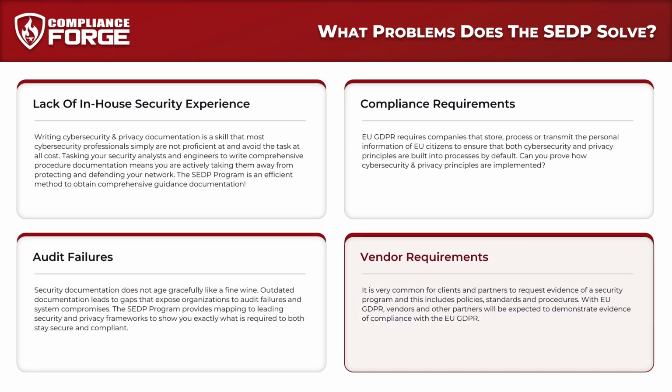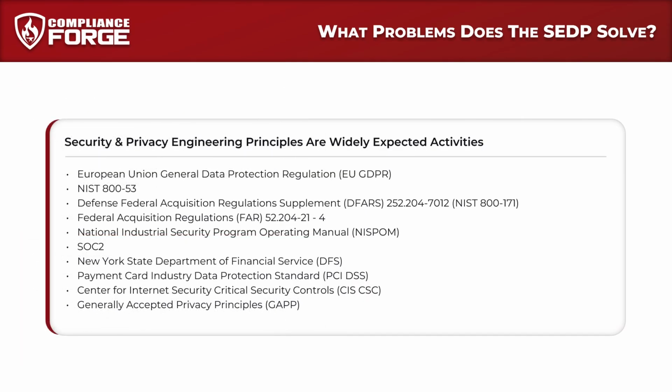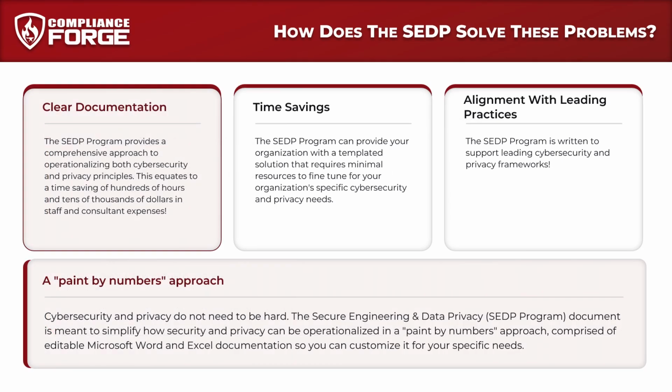And the fourth is vendor requirements. It is very common for clients and partners to request evidence of a security program, and this includes policies, standards, and procedures. Please keep in mind that security and privacy engineering principles are widely expected activities. They appear in the EU GDPR, NIST 800-53, DFARS and its NIST 800-171 requirements, the Federal Acquisition Regulations, NISPOM, SOC 2, the New York Department of Financial Services, PCI DSS, the CIS Critical Security Controls, and the Generally Accepted Privacy Principles.